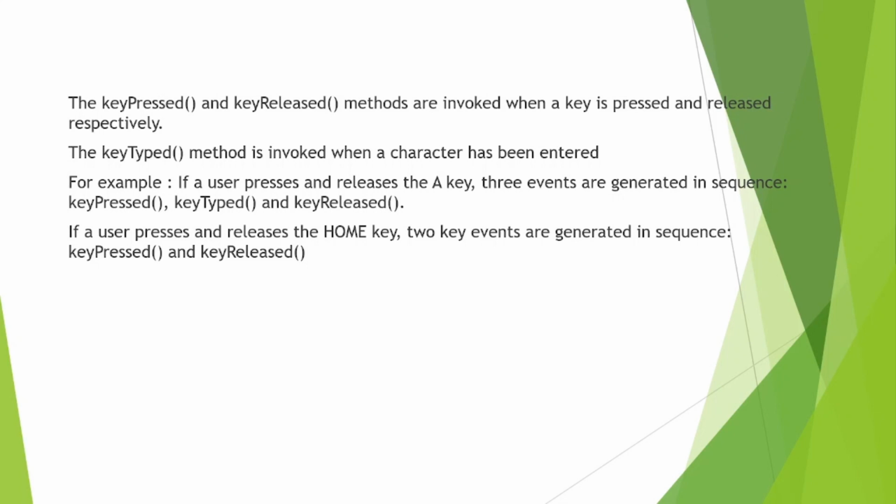The keyPressed and the keyReleased methods are invoked when a key is pressed and released respectively. The keyTyped method is invoked when a character has been entered. For example, if a user presses and releases the A key, three events are generated in sequence: keyPressed, keyTyped and keyReleased. But if a user presses the Home key, or let's say a Shift key, only two key events are generated in sequence, that is keyPressed and keyReleased. I'll be implementing all these functions in the code, so when you see the output, you'll be able to get a clearer picture of this.